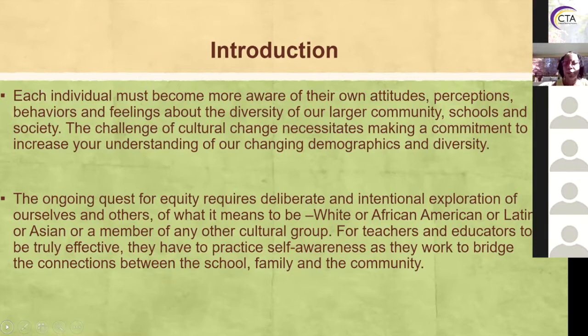It's going to require deliberate and intentional exploration of who we are and what it means to be whatever your ethnicity or your cultural context is. For me, that's African American. For you, it might be Native, it might be Latino, it might be white, it might be European and British. It could be a lot of different kinds of things.